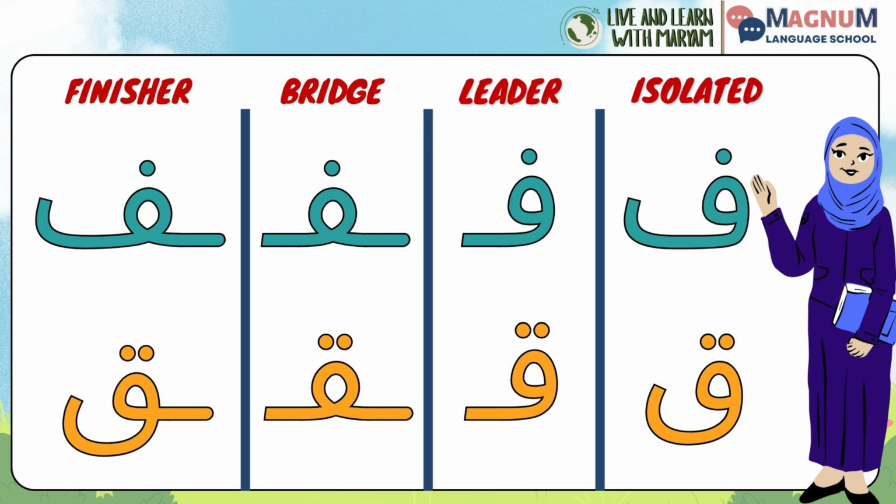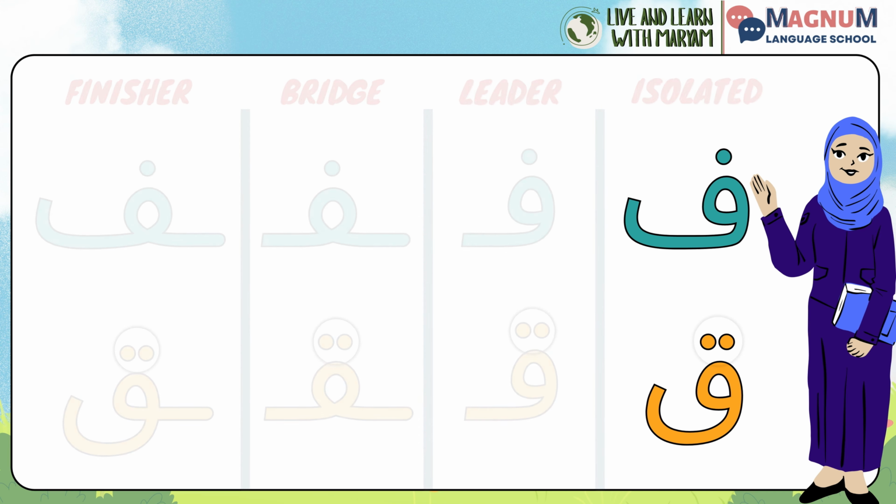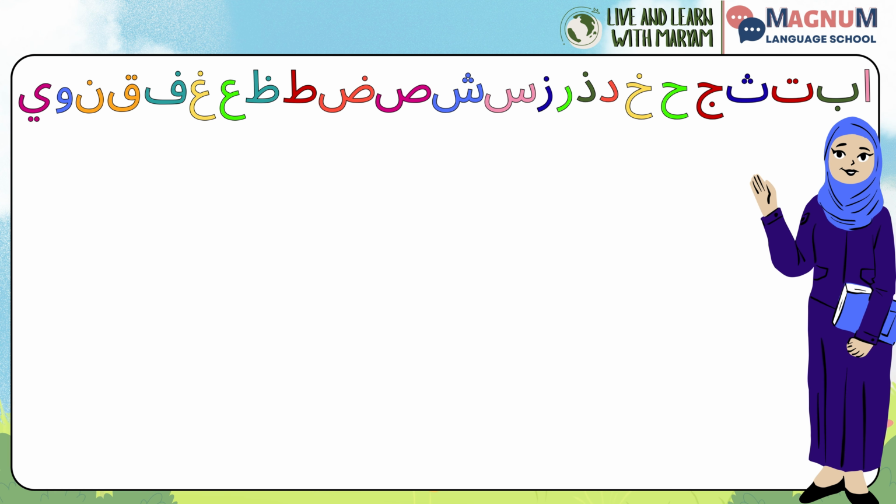Since they are friendly, they spread their left hands in the leader position, both hands in the bridge shape, and right hands in the finisher position. Thaa has a single dot on top, and qaaf has two dots on top. Let's pick some letters to test them out.